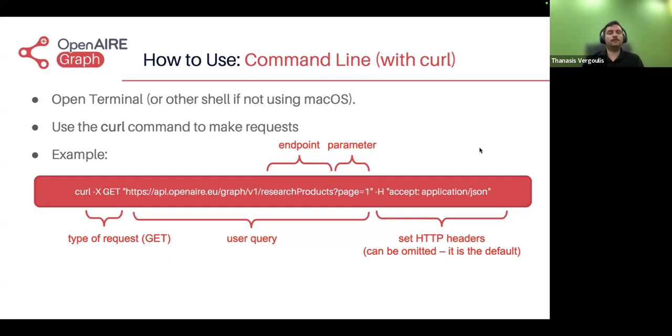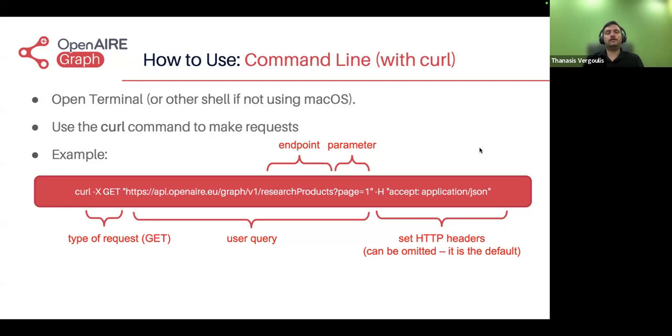Here, for instance, I have included an example request. You type curl, -X GET is the syntax that determines the type of request, and for all of the endpoints that we have for this API, the type of request will be GET. It's not that important, so just include it as a parameter.